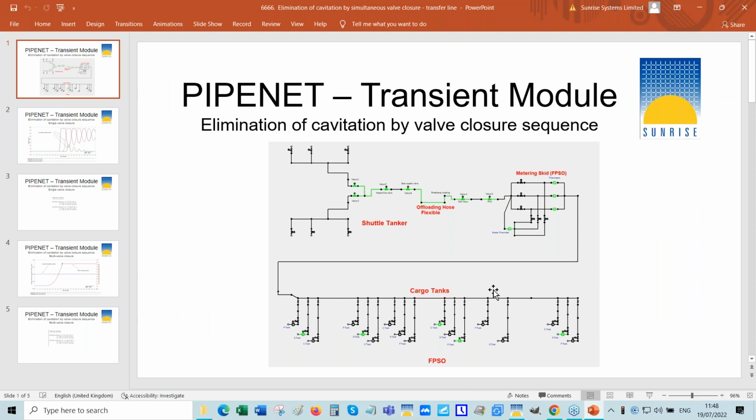So there are cargo tanks. I don't want to go into too much detail of how the system is operating. The traditional design would be, when the shuttle tanker is full, you might simply close this valve here, or you might close it for some other reason.